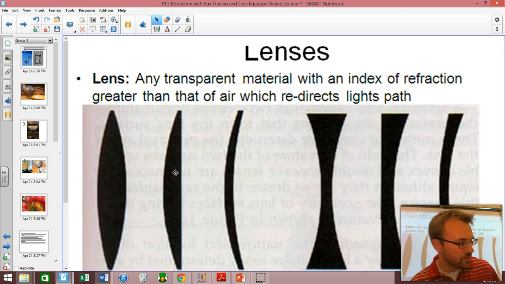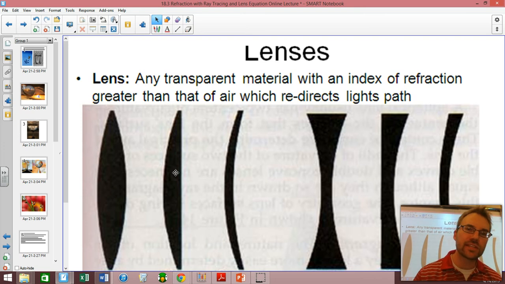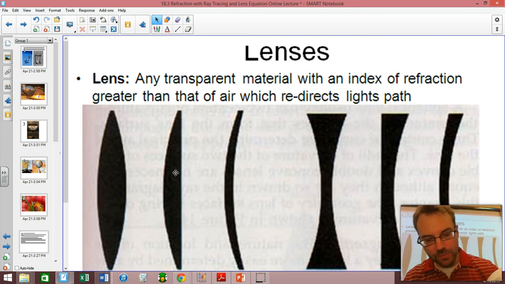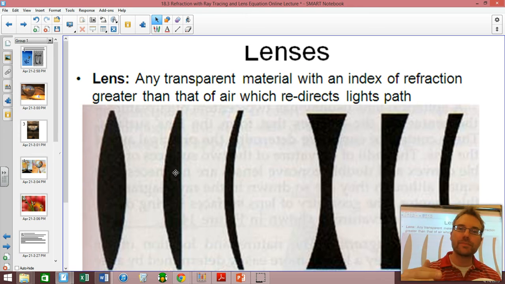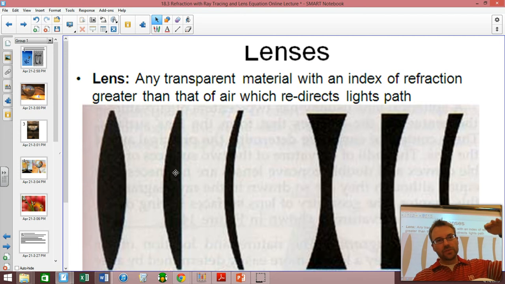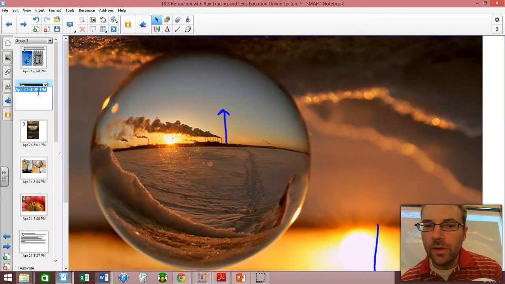Welcome, ladies and gentlemen, to 18.3, which I've entitled Ray Tracing with Lenses. It's going to be a lot like the ray tracing we did with mirrors, where you ended up drawing the principal axis, the principal plane. Ray 1 comes in, Ray 2 goes to the center, and then what happens?